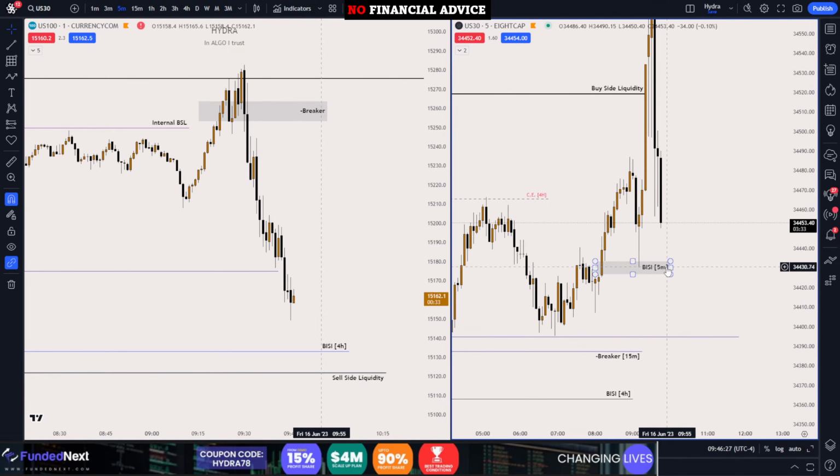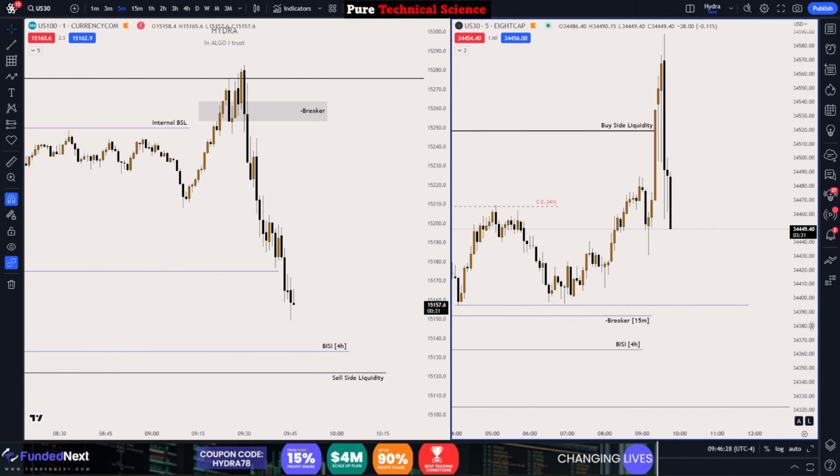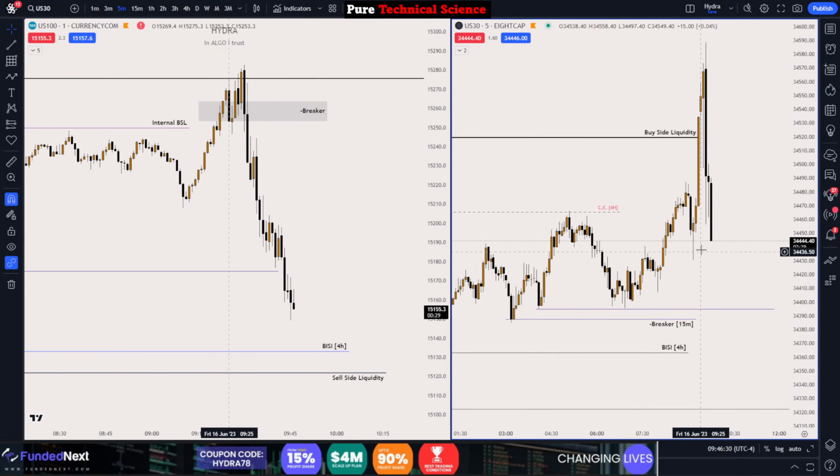So this level, if price is continuously dropping, at 10 o'clock I want to see these levels getting taken out. That's a very clean level.